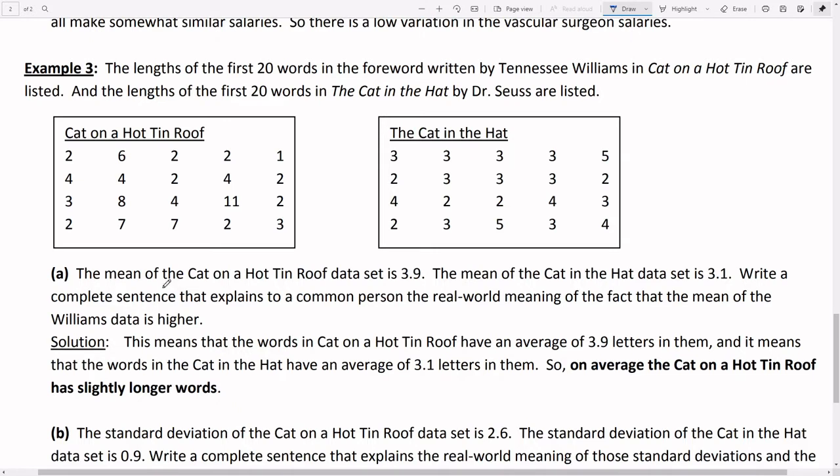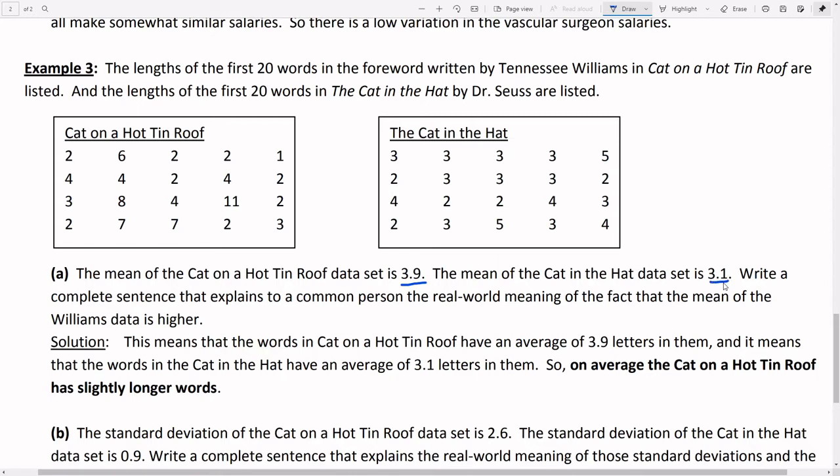Okay, so A says, the mean of this first one, the roof words, is 3.9. The mean of the Cat in the Hat is 3.1. Write a sentence that explains to a common person the real-world meaning of the fact that the mean of the Williams data, this first one, is higher. So just talk to me about what this means. I've got two data sets. This first data set here has this average. This one has this average. What does that mean? What does the 3.9, the 3.1 mean?